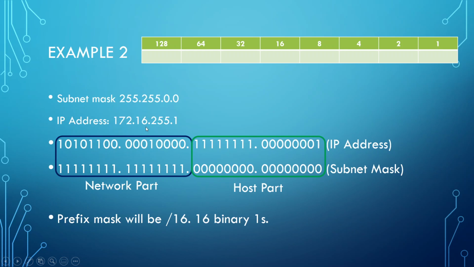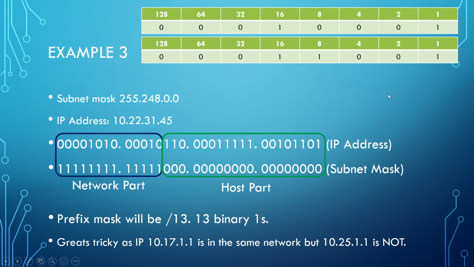So in this case, the first 2 digits... The last 16 bits represent the host part. So in this case, any device in this network, the IP address has to begin with 172.16 because that identifies the network they're a part of. The last 2 digits can be any number from 0 through 255 because that represents that unique host within that network. And the prefix mask for this subnet mask would be a /16 because if you go from left to right, we have 16 binary ones.